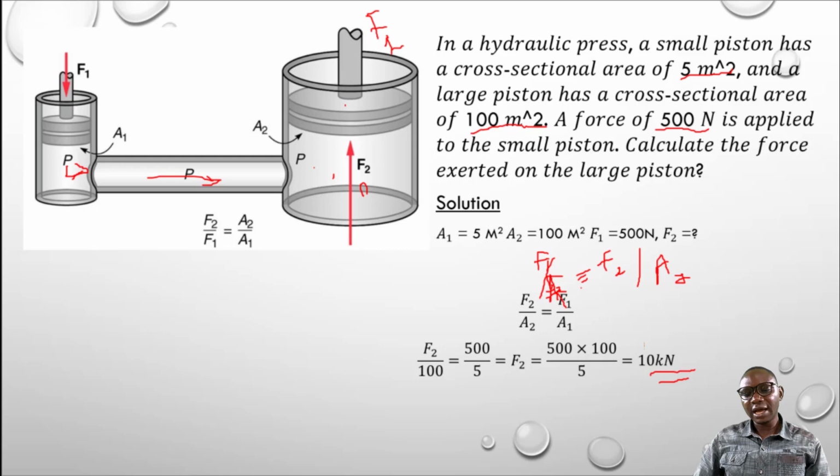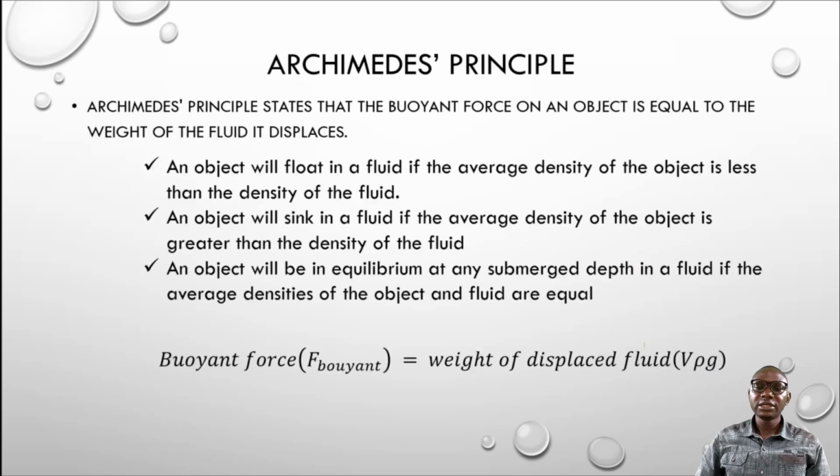The next topic for us to consider is Archimedes' principle. Archimedes' principle is a fundamental law of physics that explains how objects float or sink in fluids. Archimedes' principle states that the buoyant force on an object is equal to the weight of the fluid it displaces. Now let me explain this further.